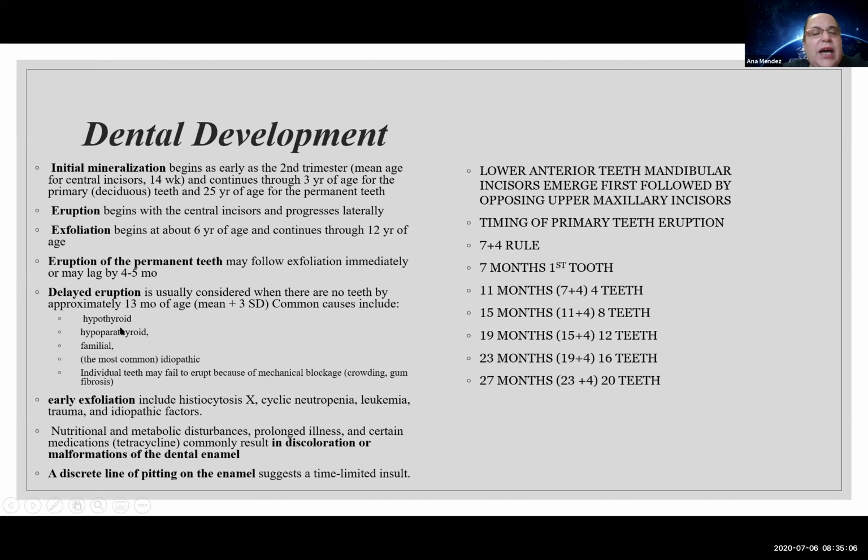And causes can be hypothyroidism, hypoparathyroidism, familial, and the most common is idiopathic. Individual teeth may fail to erupt because of mechanical blockage like crowding, gum fibrosis. So if that has happened, by 15 months of age, if your child doesn't have teeth, you have to send them to the dentist.